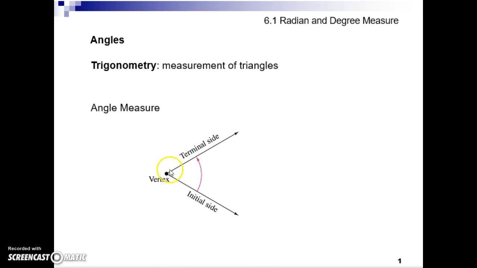Every angle has a vertex and two sides made up of two rays. The rays share a vertex. The angle has an initial side. We always place that initial side on the x-axis, and it has a terminal side. The terminal side is the side that helps us determine the measure of our angle.